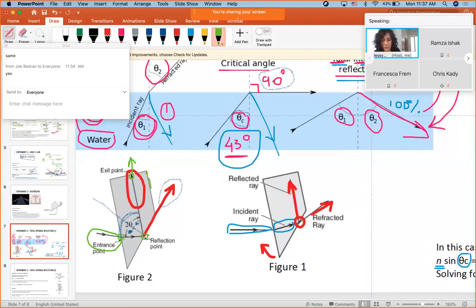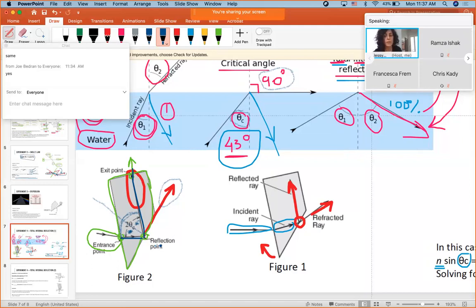Let me do the lining in green. And eventually you will remove the glass and you will join this point to this point and this point to this point, to be able to see and measure with a protractor 2 theta critical.